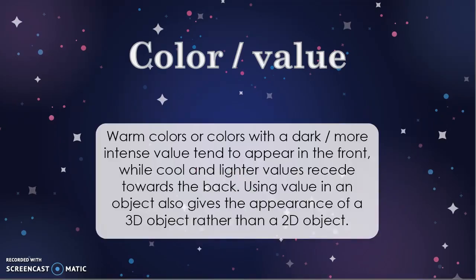The fourth is through color or value. Warm colors, or colors with a dark or more intense value, tend to appear in the front of the image, while cool and lighter values recede towards the back. Using value in an object also gives the appearance of a 3-dimensional object rather than a 2-dimensional object.